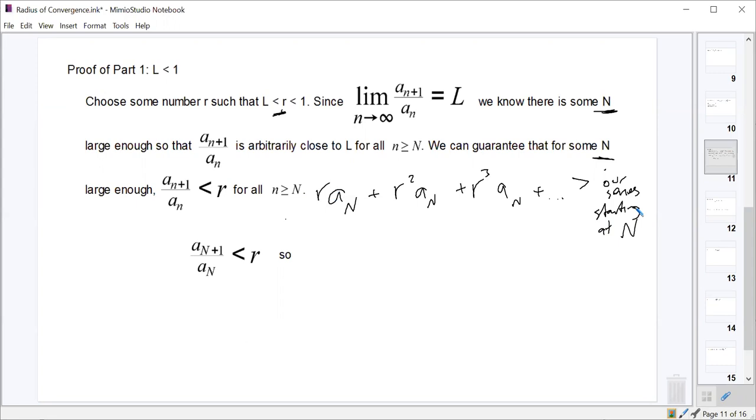Would you agree with that? That if I take this term where the ratio between the terms is L, and I multiply it by R, where R is bigger than L but still less than 1, and then I multiply by R each time, and R each time, and R each time, that should be greater than the value of our series starting at N. Does that make sense or no?